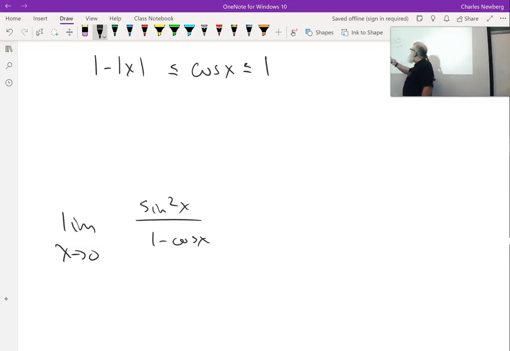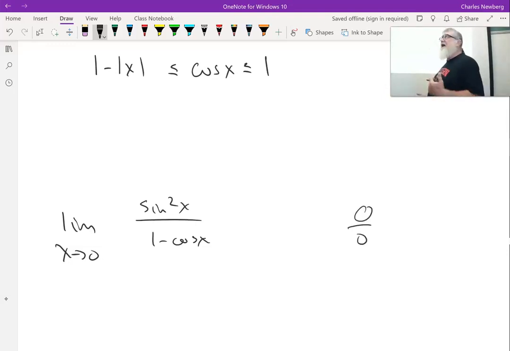So when we put in 0, sine of 0 is what? 0. 0 squared is what? 0. Cosine of 0 is what? 1. And 1 minus 1 is what? 0. So what form do we have here? 0 over 0, which says, hey, you got to do some algebra.